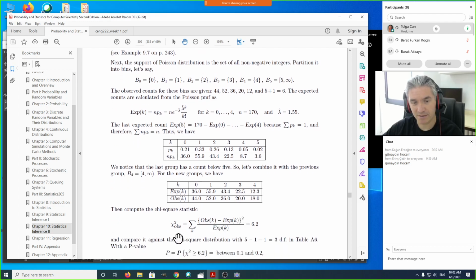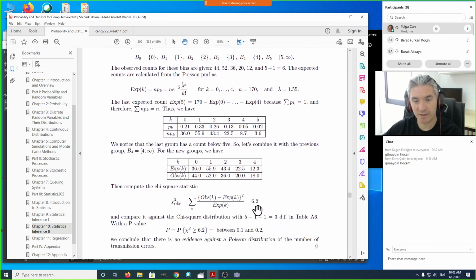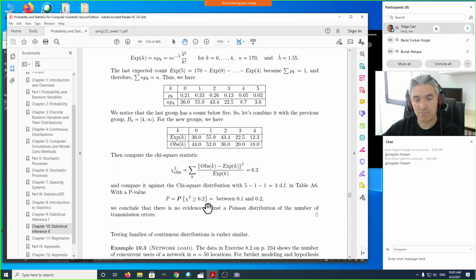We again find our chi-square statistic. This time our degree of freedom is even less, 3 degrees of freedom. And this time the p-value is between 0.1 and 0.2. Although it's smaller compared to the previous example, it's still not significant enough. If the p-value is larger than 0.1, we most of the time consider it as non-significant. So there's no evidence against the Poisson distribution for these transmission errors.